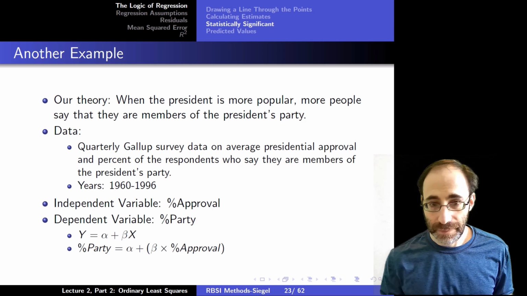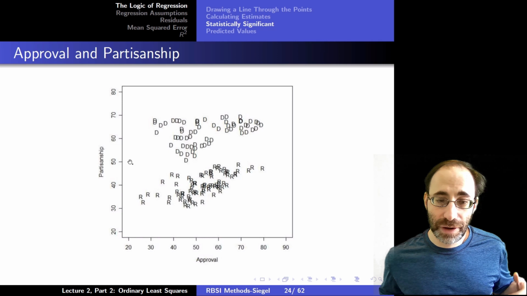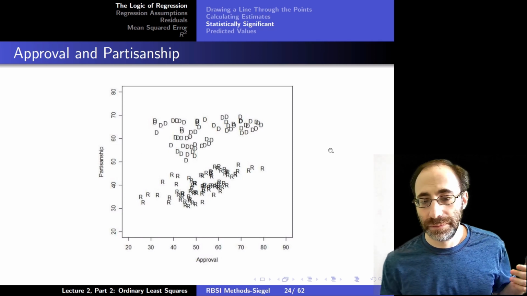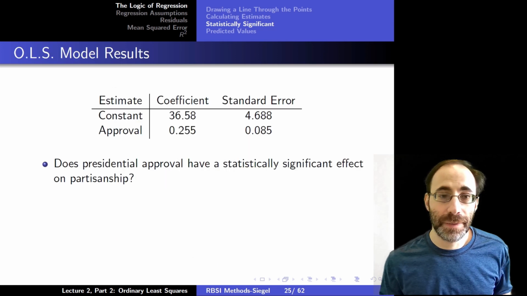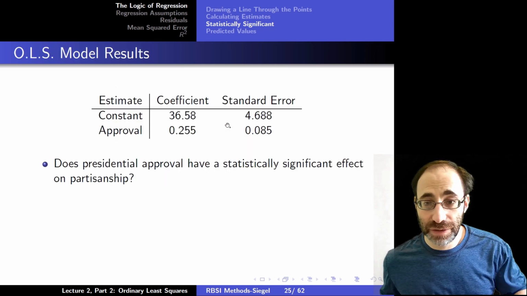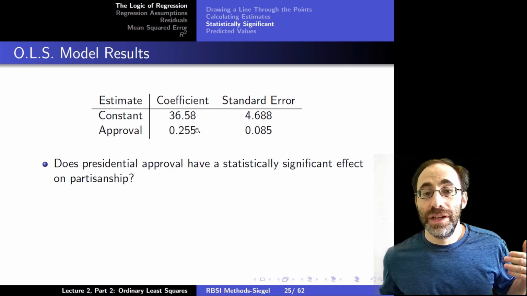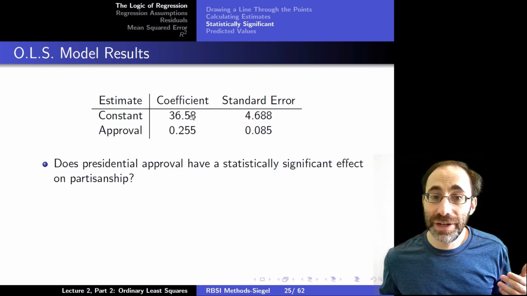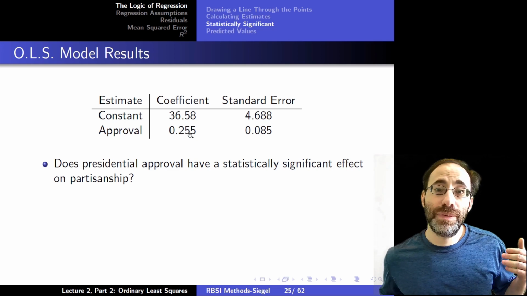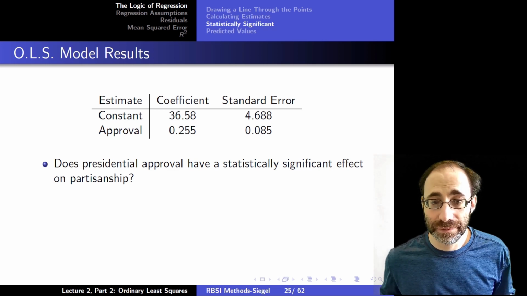Here are our data: partisanship and approval rating split by party. Okay, and we can run an OLS model. To run this, you're just plugging into the earlier equation you saw for beta hat and alpha hat. You get a constant of about 37, and you get an approval coefficient of 0.255.